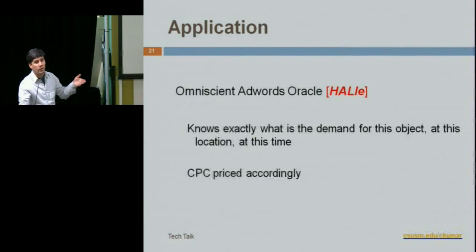So I basically called it HALI. Now, for those of you who have some kind of science fiction leaning, you'll probably recognize HAL from 2001: A Space Odyssey. I just thought HALI sounded prettier. So HALI essentially knows exactly what the demand is for this object at this location at this time, and therefore can price the cost per click for that accordingly.